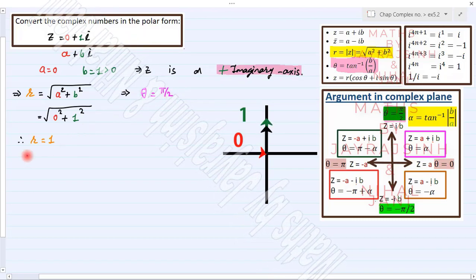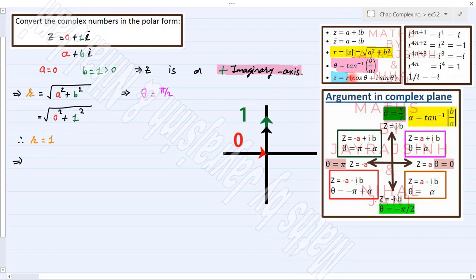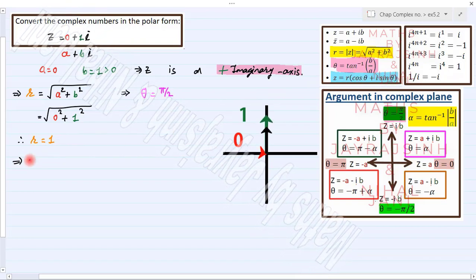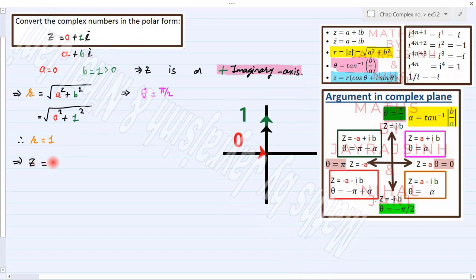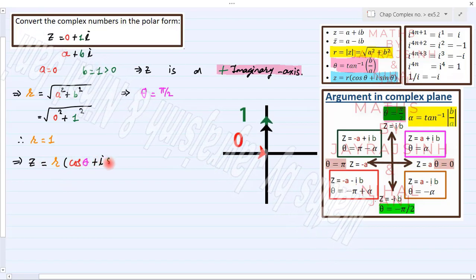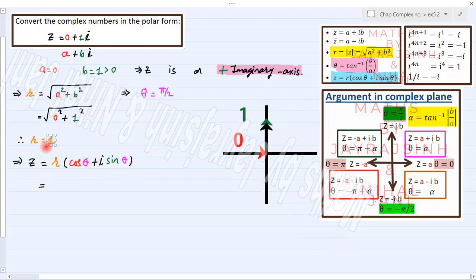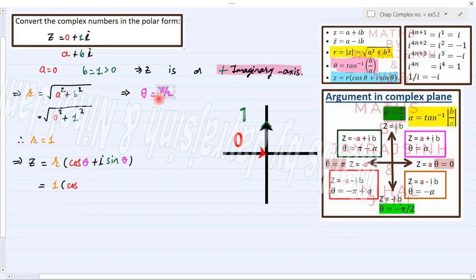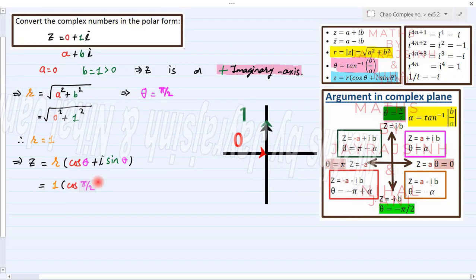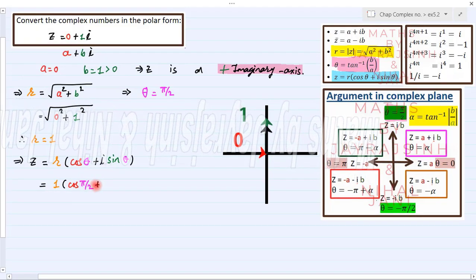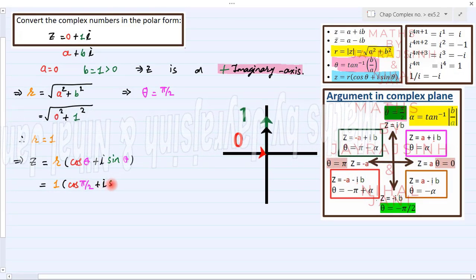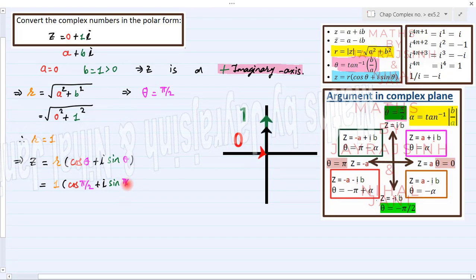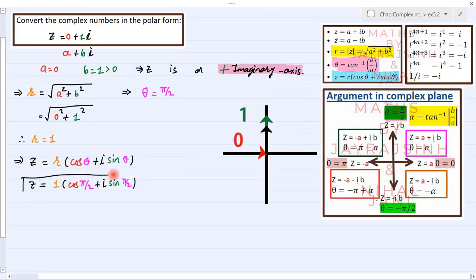So we are ready to convert our complex number into the polar form, which is r into cos theta plus i sin theta, where r is 1 and theta is given by pi by 2. So we'll get cos pi by 2 plus i sin pi by 2 as the polar form of the complex number. Ta-da!